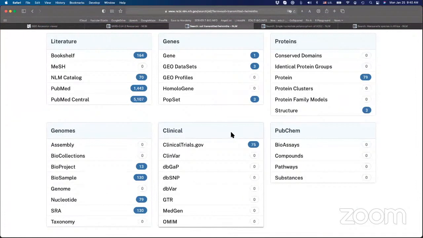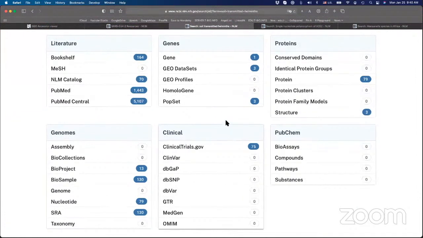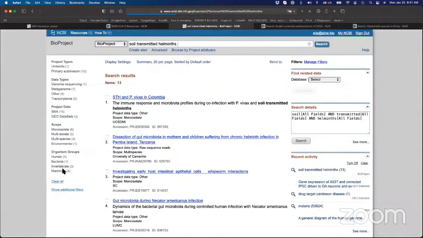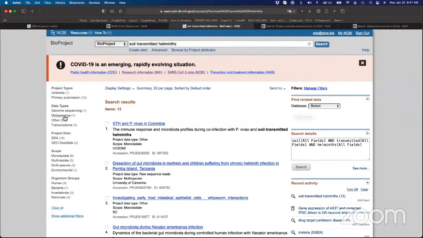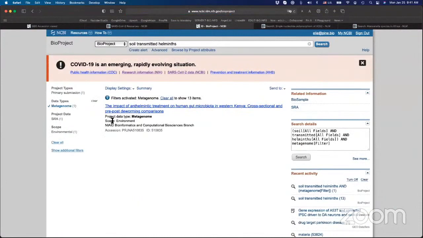Now, because I'm interested in the microbiome, I know it's not going to be in the Gene Expression Omnibus data because that's going to be gene expression, and I'm looking for microbiome, a different type of data. So probably I want to go into BioProject and see what I can find here. And here I do have one BioProject that deals with the metagenome. Okay, so what do we have here? The impact of anthelmintic treatment on human gut microbiota in Western Kenya, cross-sectional and pre-post deworming comparisons.